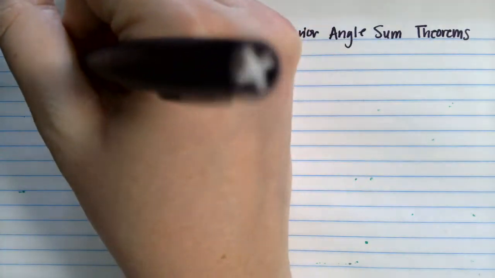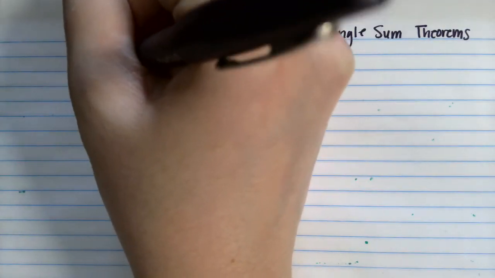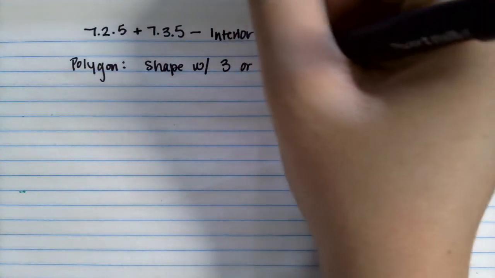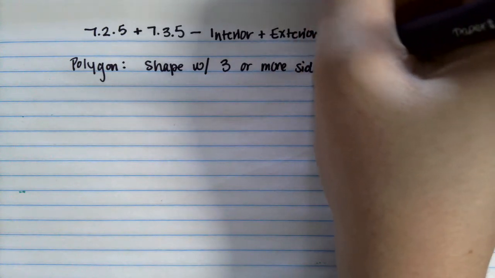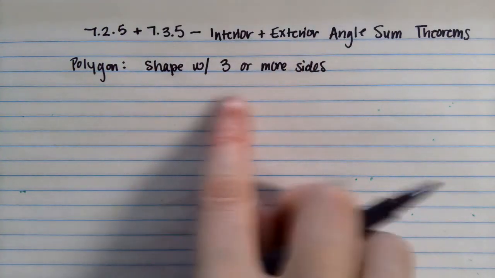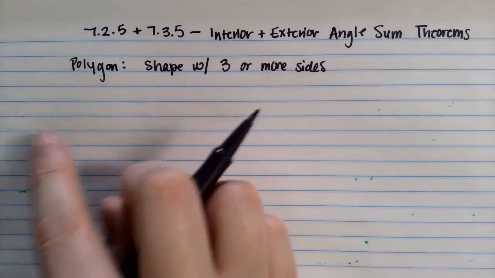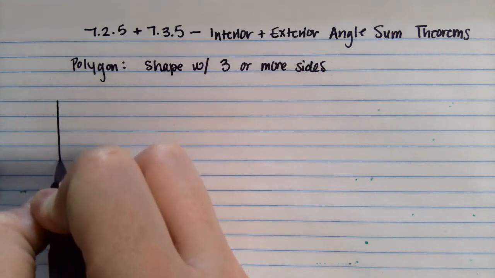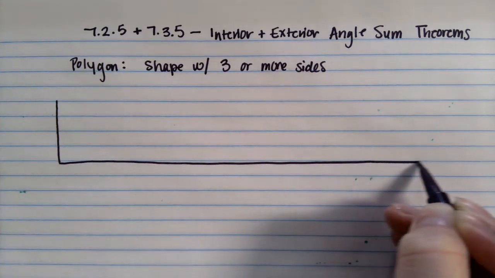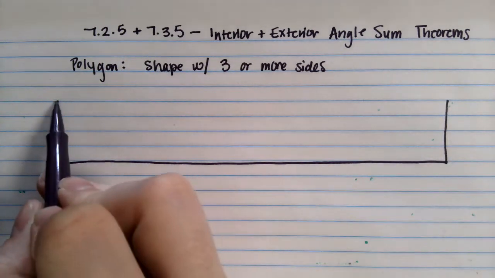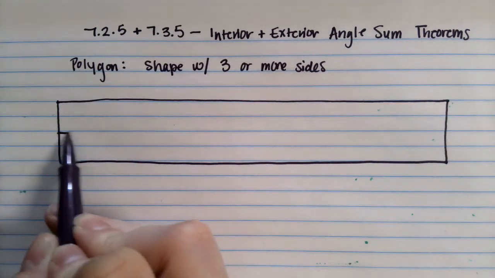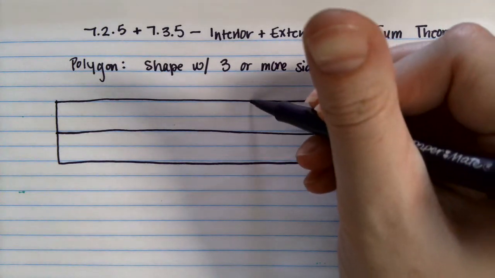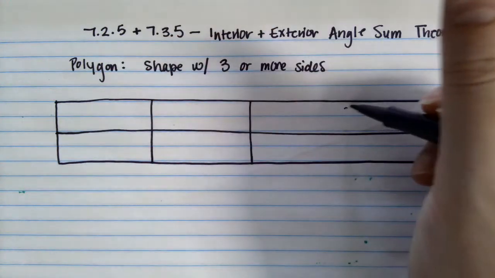So remember, a polygon in general is a shape with 3 or more sides. And in some of these examples, you're going to be given a picture, which is helpful, but in some of them, you're just going to be given a name, and you need to know how many sides that name means. So draw a pretty small table. And we're going to cut it in half. And then we need 4 columns. So half, and then half again.